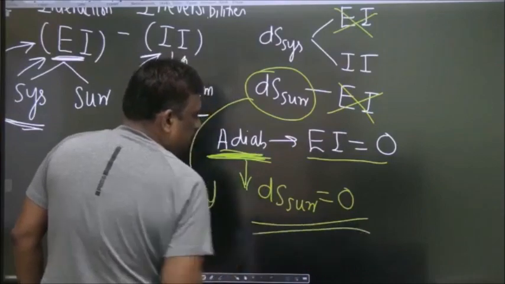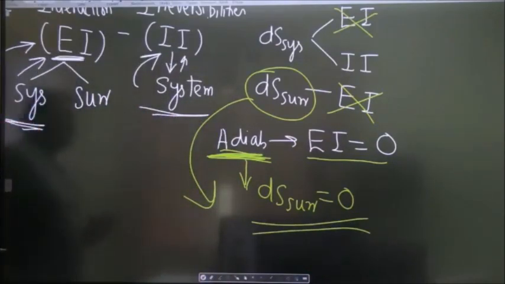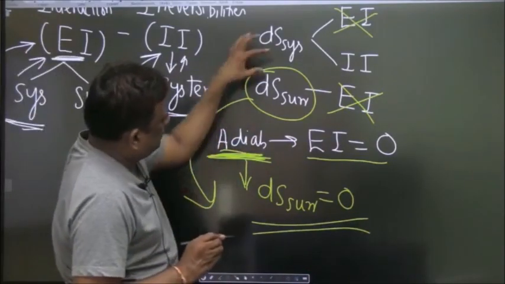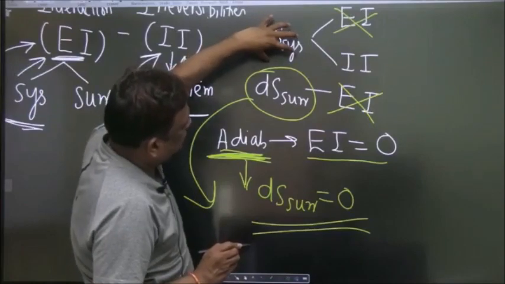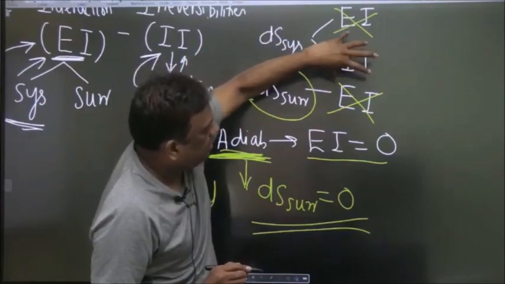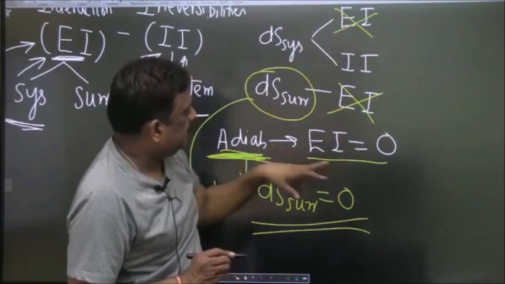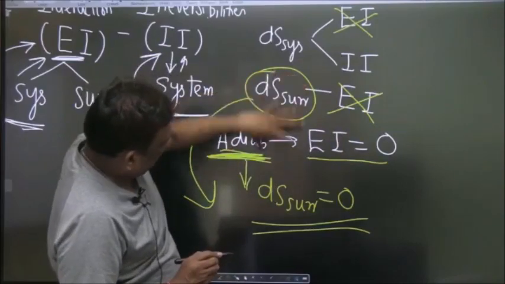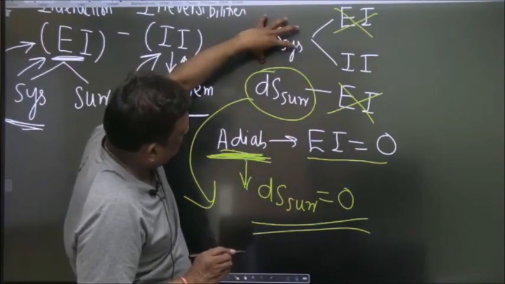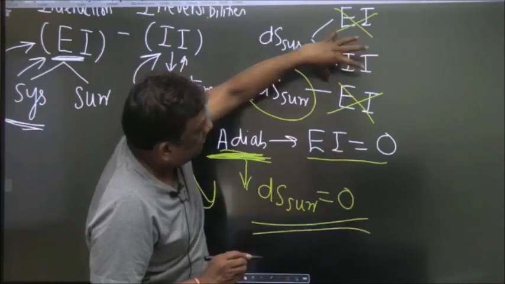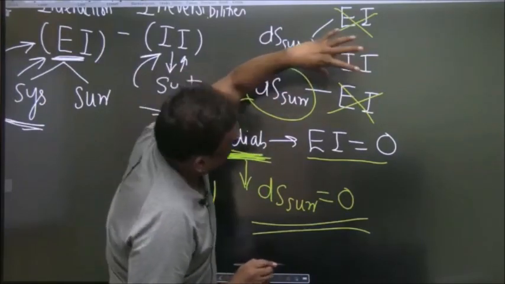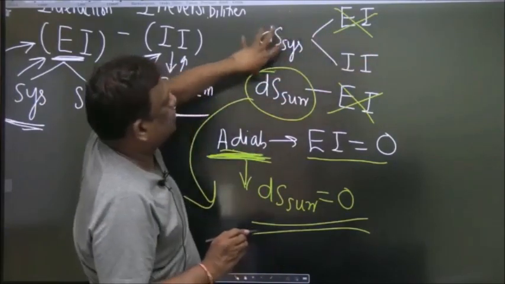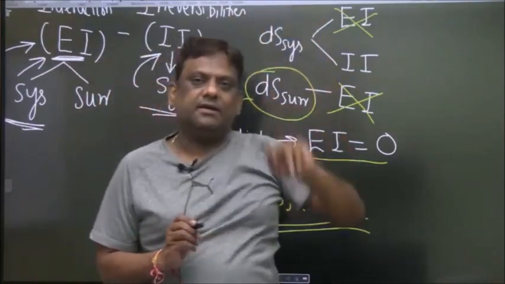In an adiabatic process, the surrounding entropy change is always zero. And in an adiabatic process, the system entropy will change only due to irreversibilities. If the surrounding entropy change is zero, the system entropy will change only due to irreversibilities. But if that adiabatic process is reversible, this will also be zero. So for a reversible adiabatic process, there is no change in entropy of the system. That's why it is isentropic.